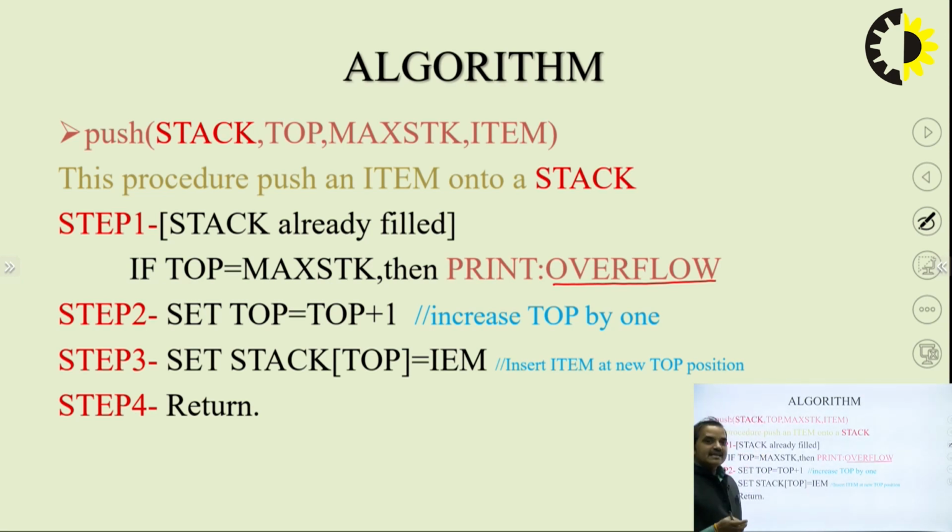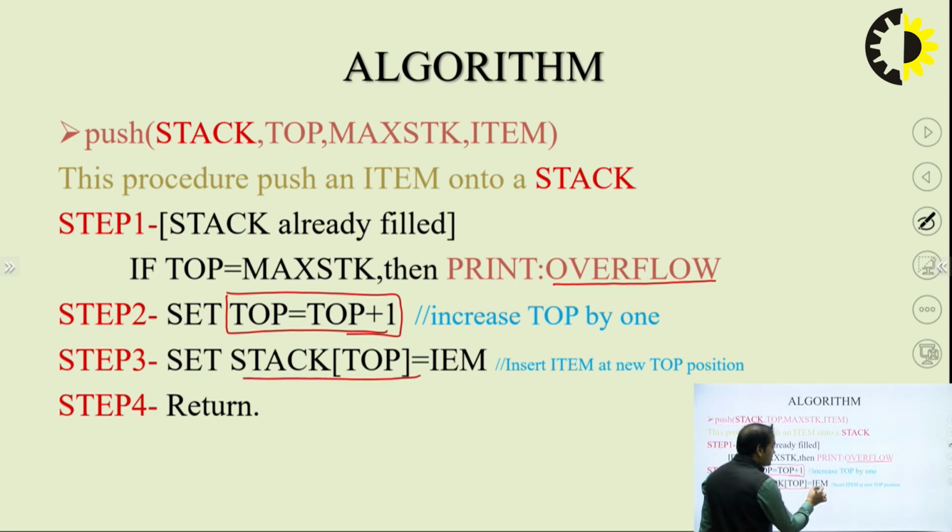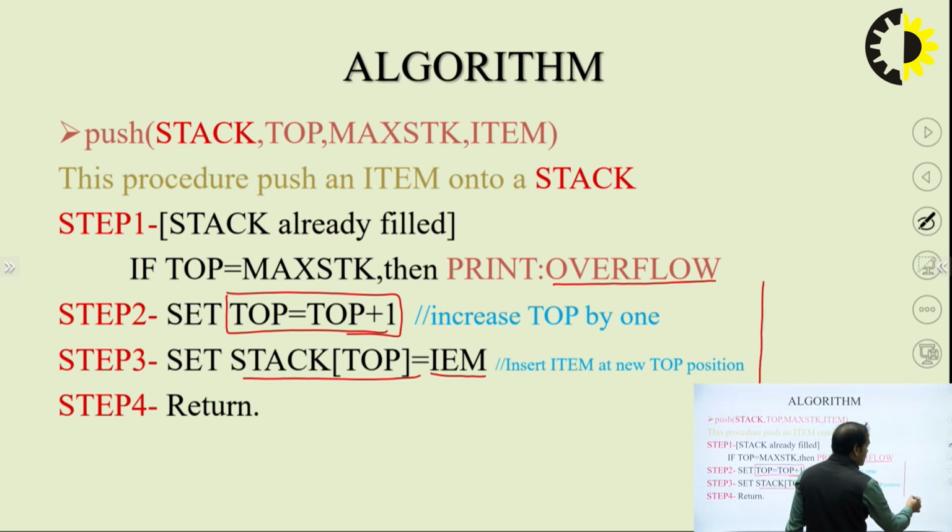If our stack is not full, then first we have to increment top by 1, and then we insert the item at the top position. The initial condition of the stack is like this. We take a stack like this. This is initially empty. Top is the variable which contains -1.